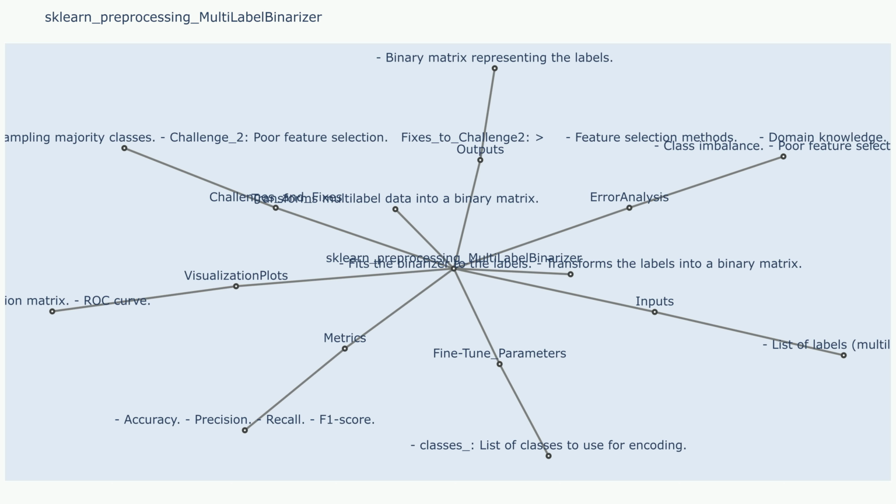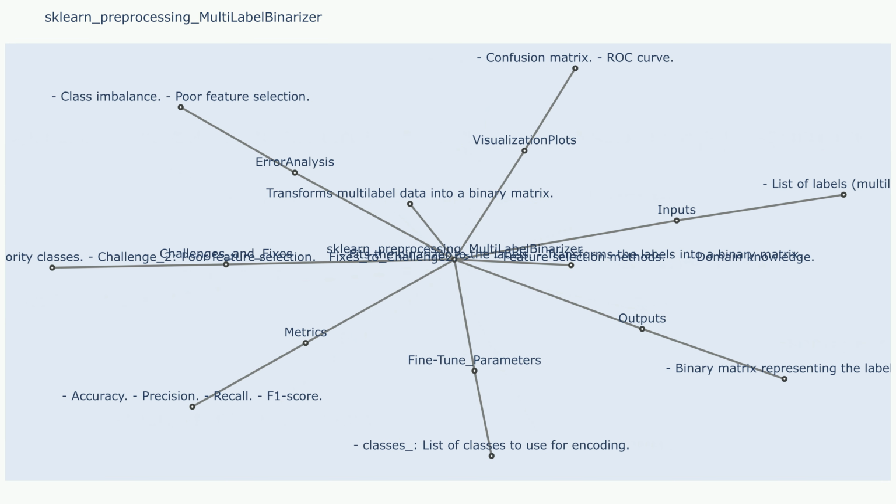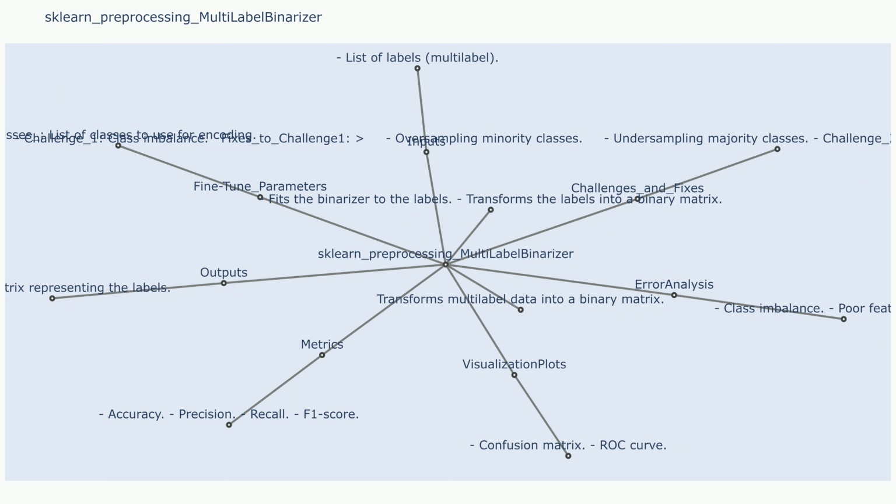sklearn.preprocessing.MultiLabelBinarizer. Description: the MultiLabelBinarizer is a transformer that converts a collection of multi-label samples into a matrix. Each sample is represented by a binary vector, where each element indicates the presence or absence of a specific label. Inputs: y, this is a list of lists, where each inner list represents the labels associated with a single sample.